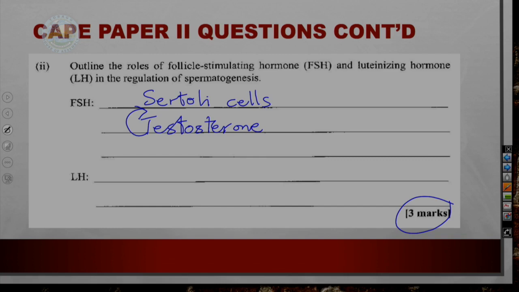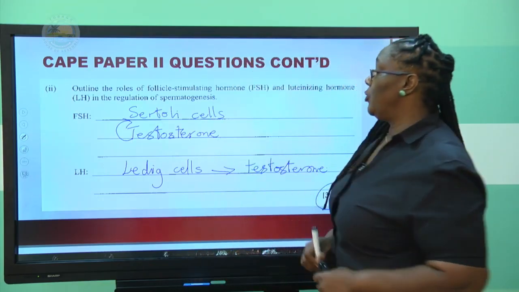LH, on the other hand, acts on the Leydig cells. And these Leydig cells, or interstitial cells, are found between the seminiferous tubules, and they in turn produce the testosterone. Right? And so if the LH does not allow testosterone to be produced, then the Sertoli cells will not be effective in what they do.